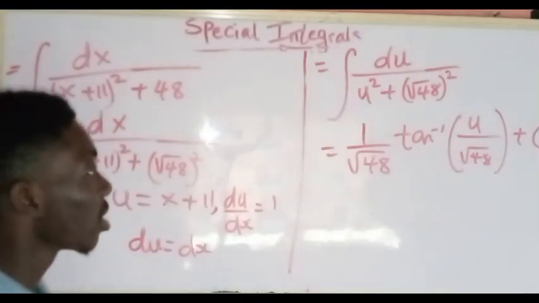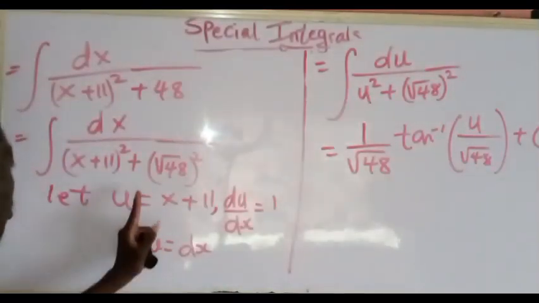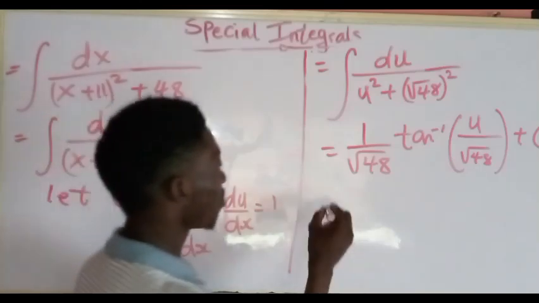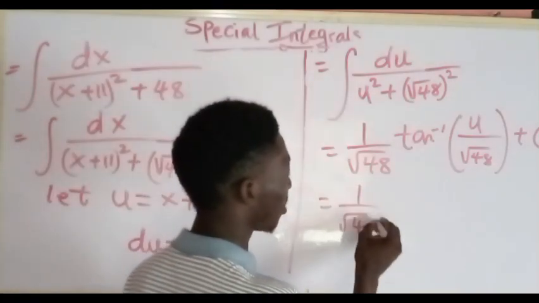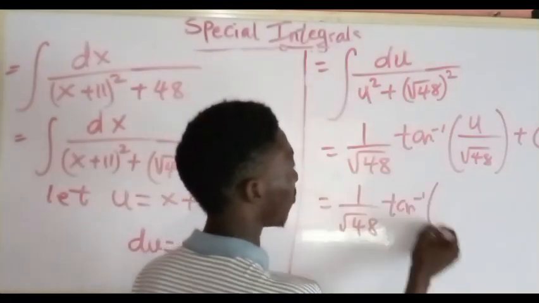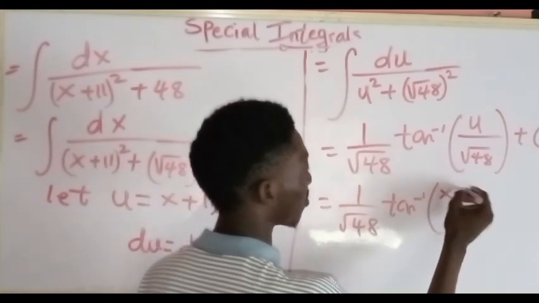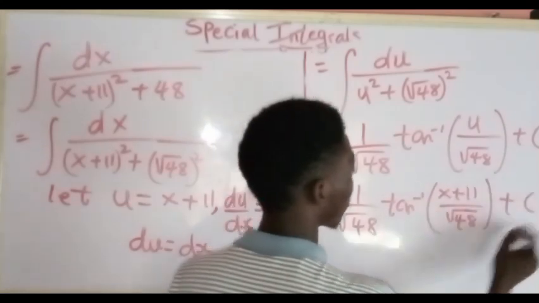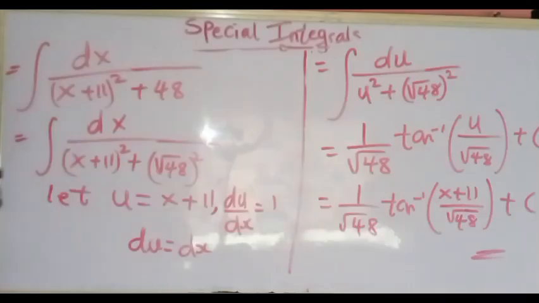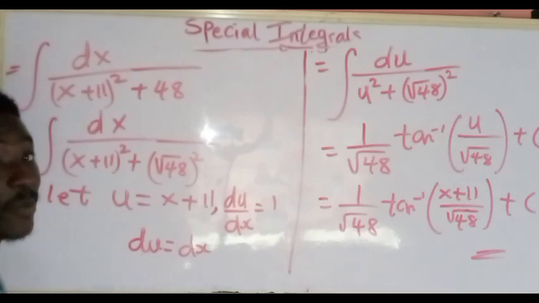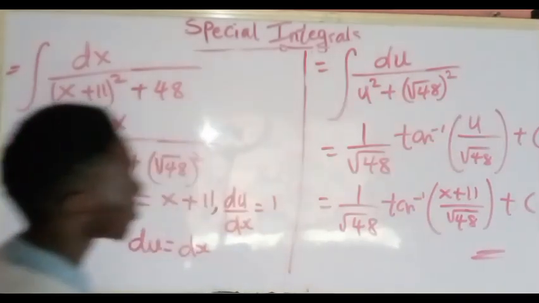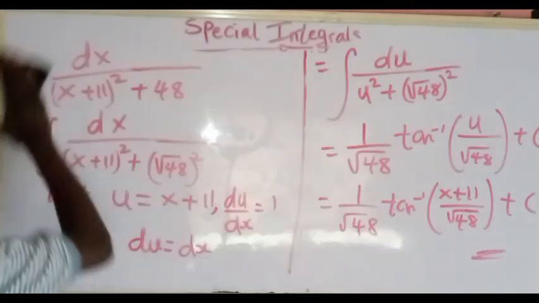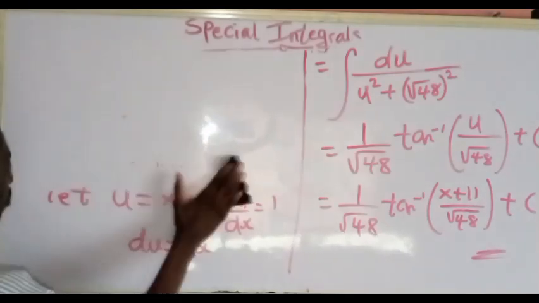That'll be your answer. But remember, the u was actually x plus 11. So that means my final answer will be 1 over square root of 48 tan inverse of (x plus 11) over square root of 48 plus c. That will be the answer to this integral. So in the actual question, which was 1 over x squared plus 22x plus 169, the integral equals this. I'm doing the last example, the fourth example.